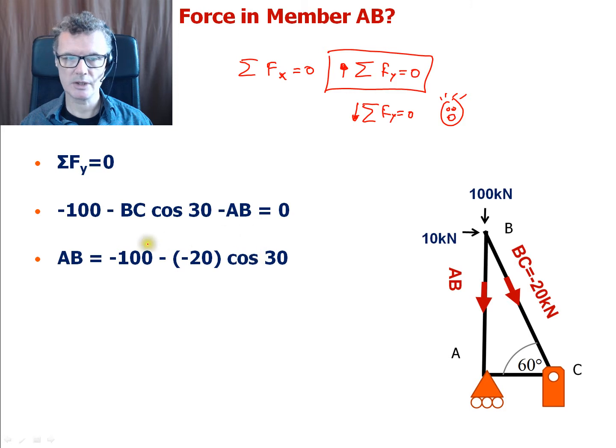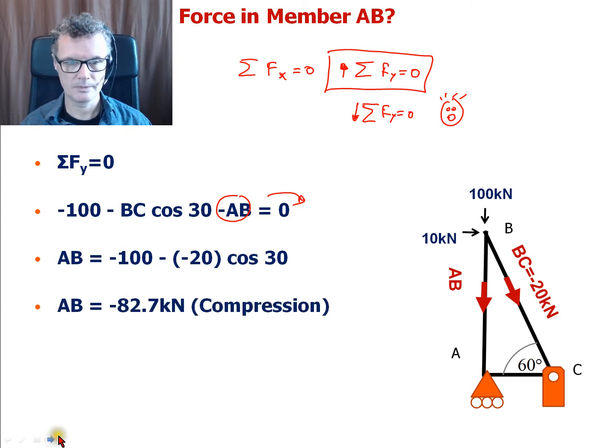So we've got a minus AB, so if we take that over to the right hand side, it's going to just give us AB, nothing else will change. So we've got a minus 100. Now when we substitute in our previous answer, remember our previous answer is minus 20. So we substitute in minus 20 here. So notice we're going to have a minus minus, which gives us a plus. So therefore, I'm going to end up with minus 82.7.